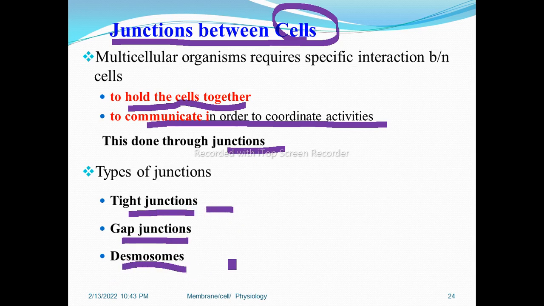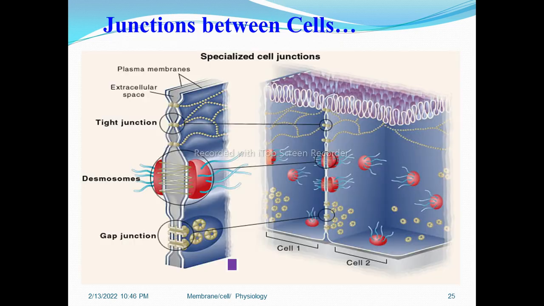Let me show you an example of these junctions. This is a plasma membrane, the membranes of 2 cells. This is extracellular space, or outside space. This is known as a tight junction. The 2 membranes are overlapped. So this is a tight junction.